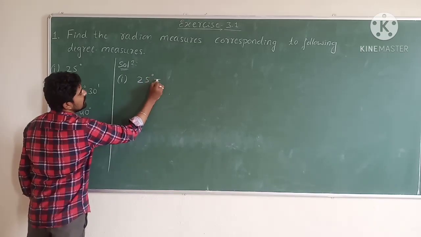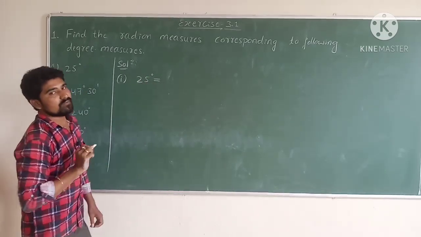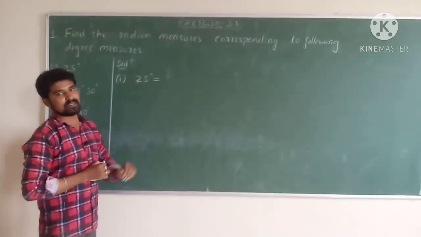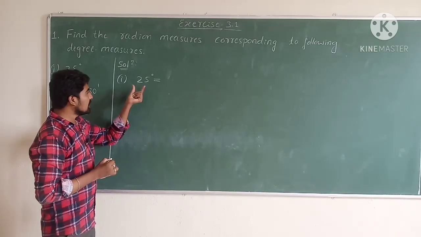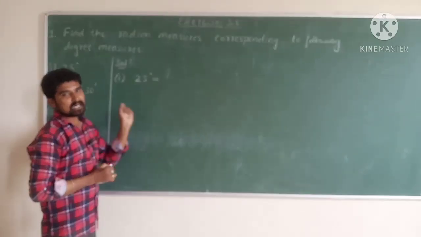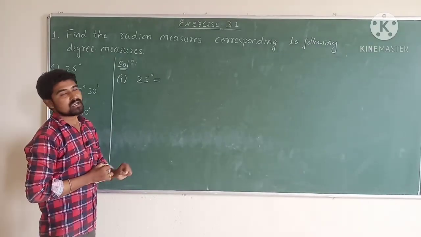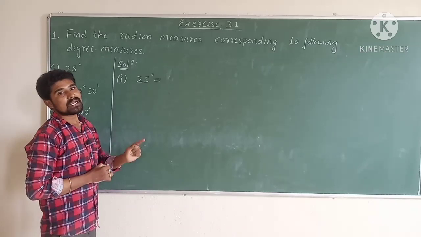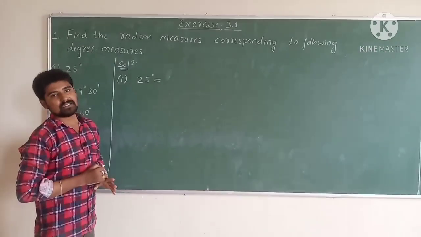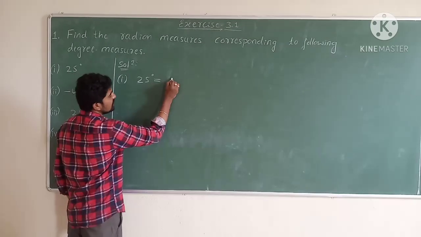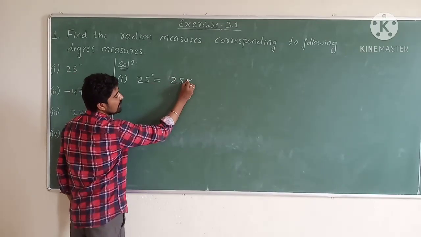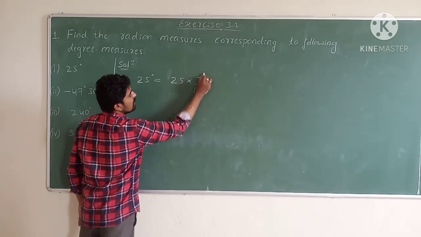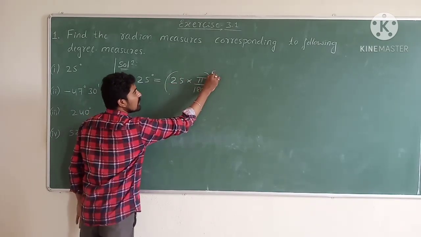So 25 degrees is equal to, when we are discussing the relation between degree measures and radian measures, I said that to convert angles in degrees to radians, we just multiply the degree measure of the angle by pi divided by 180 degrees. So therefore 25 degrees is equal to 25 into pi divided by 180. Now it is in radian.